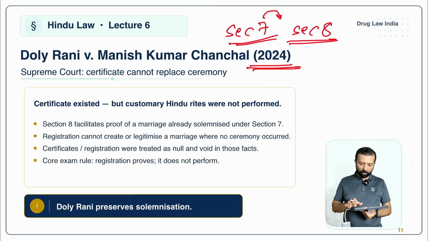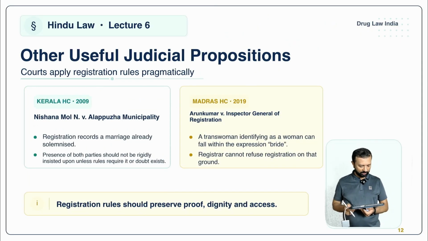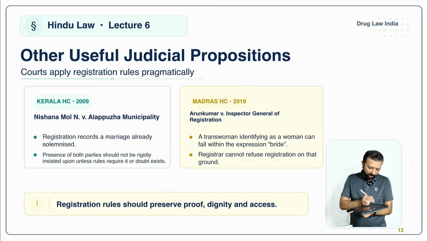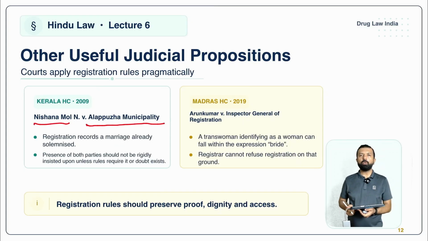Now let us see some other important judicial precedents. These are from high courts. One is from Kerala High Court and the other from Madras High Court. The first one is Nishana Mole versus Alappuzha Municipality. In this case, the issue was whether both parties must be personally present during registration of marriage. Suppose the husband or wife resides abroad, do they have to be physically present before the registrar?